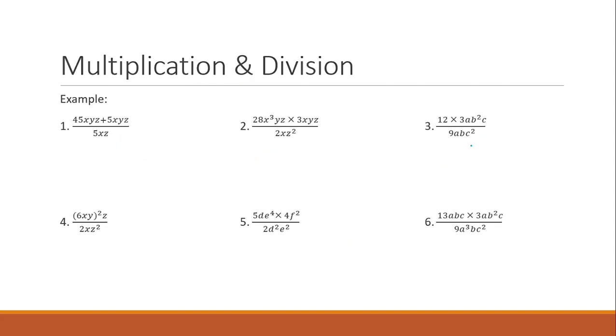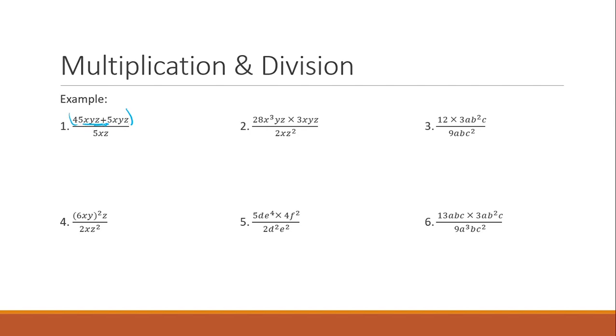Okay, let's check on multiplication and division. So how do we simplify this? We have 45xyz plus 5xyz divided by 5xz. When we have addition, the first thing we need to solve is the one at the top first. So we solve the one at the top, that would mean 45 plus 5.